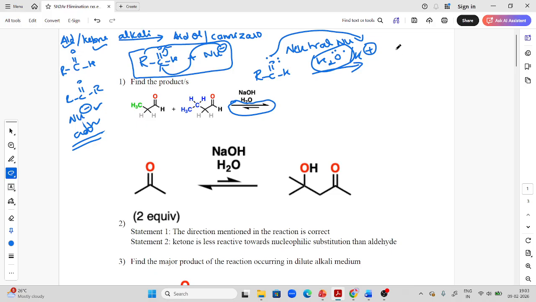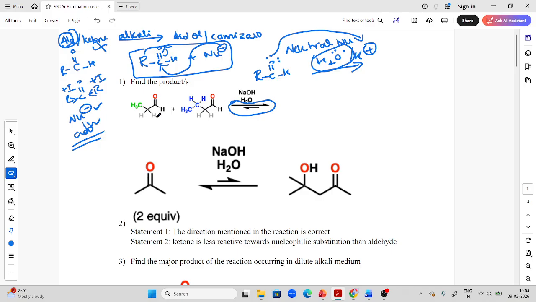Among the aldehydes and ketones, which would undergo this nucleophilic addition reaction to the maximum level? It's obviously the aldehyde, not the ketone. Because the ketone is already provided with the plus I effect, and is also sterically hindered. So aldehydes always undergo very feasible, favorable nucleophilic addition reactions here.